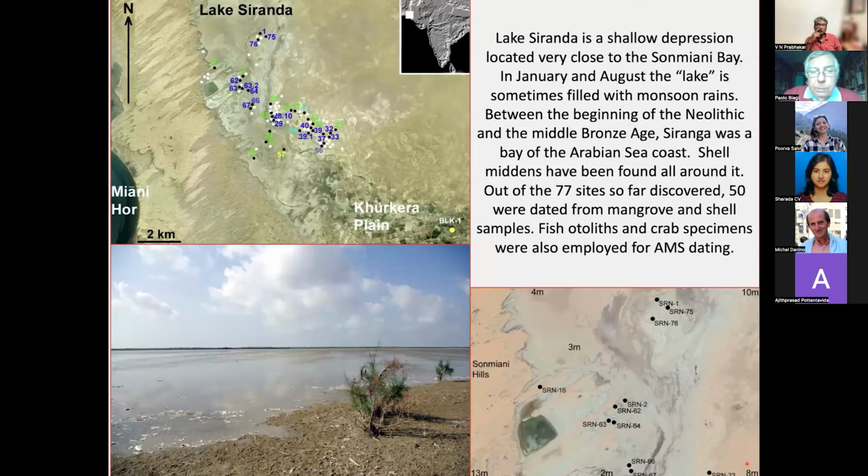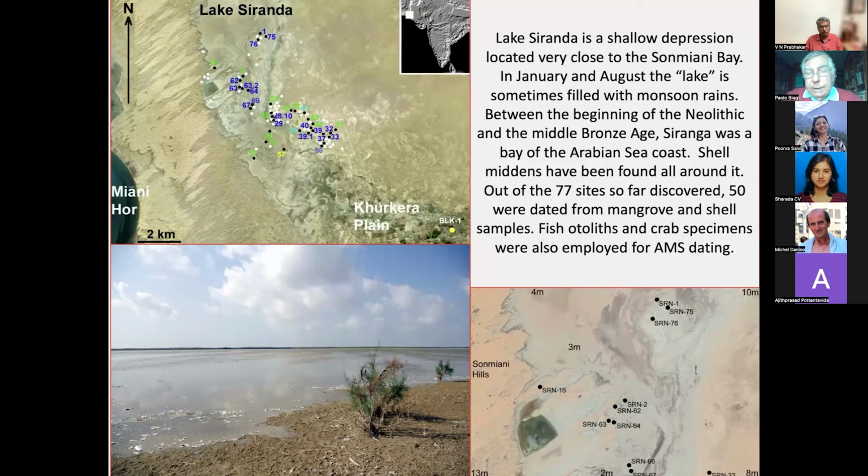This is something I showed you two slides before, number 3, Lake Siranda. Here's Miani Hor, the mangrove swamp. And here you see a very clear, very shallow depression, which ends in the Kulkera Plain, the most fertile area of this part of Baluchistan. It's very nicely cultivated. There is also a University of Agriculture over here. And here you have an idea how many shell middens and shell concentrations we found of different ages, from the very beginning of the Neolithic up to the end of the Indus civilization.